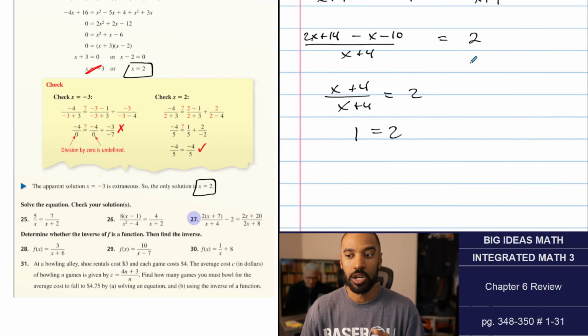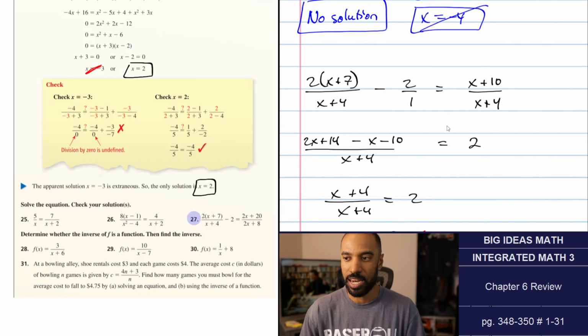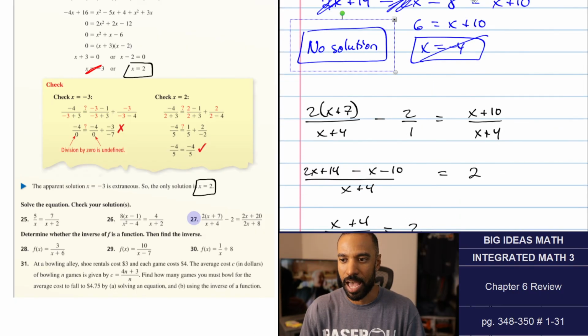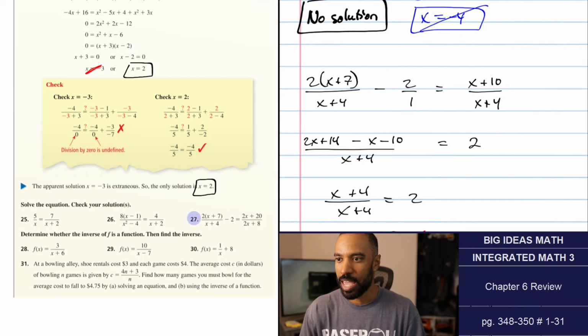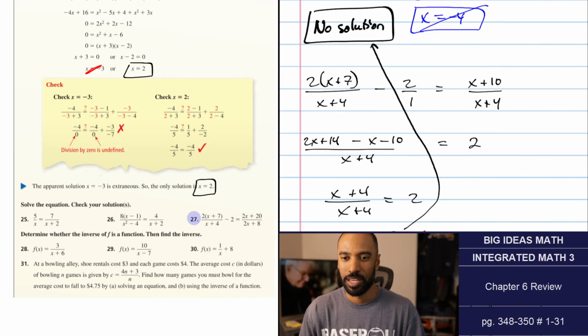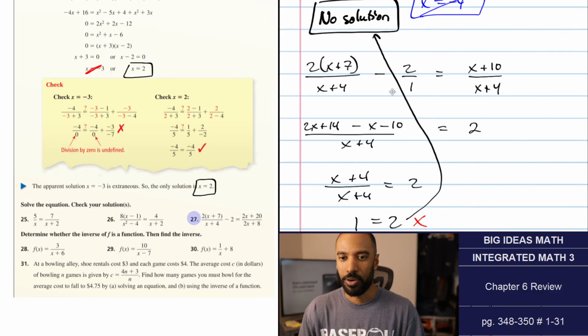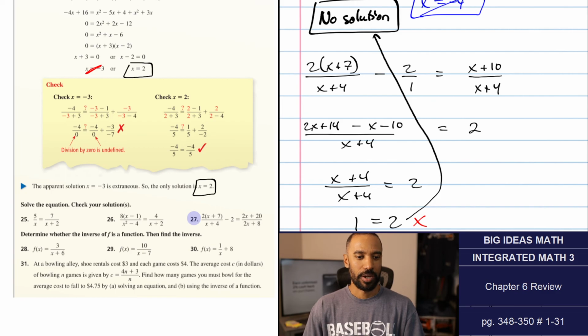Did I do anything wrong? No. This is another way of stating when variables cancel and left side doesn't equal the right side, you actually have no solution. So I'm going to just bold that up and say, hey guys, we still get that answer right there. So no matter what we do, we get it. And that's a nice way to kind of emphasize that from that bottom part up here. Okay, so there's number 27.